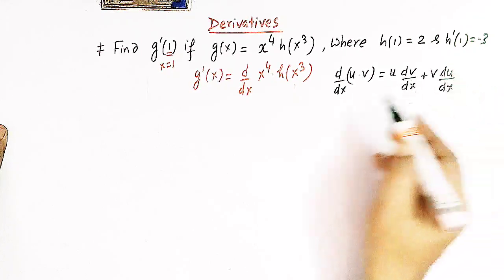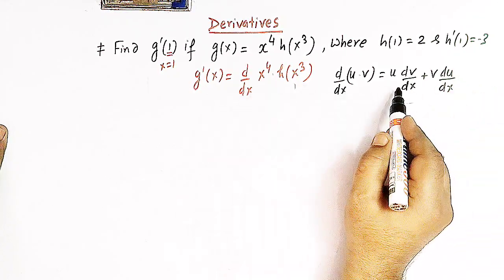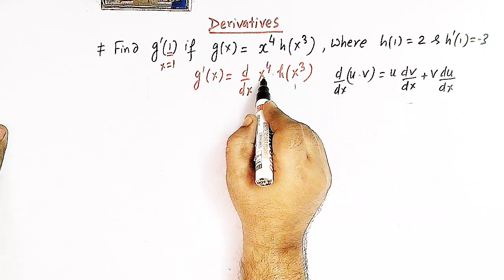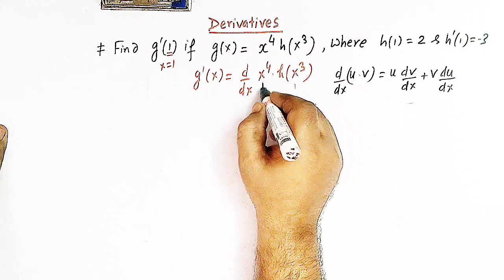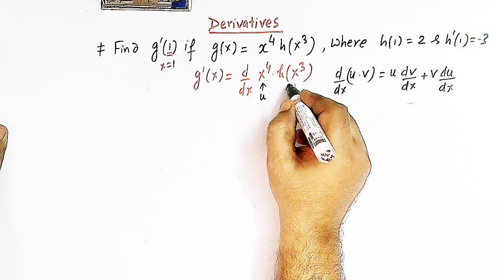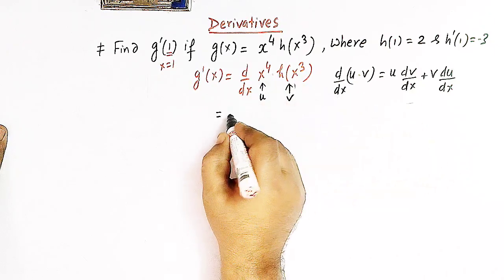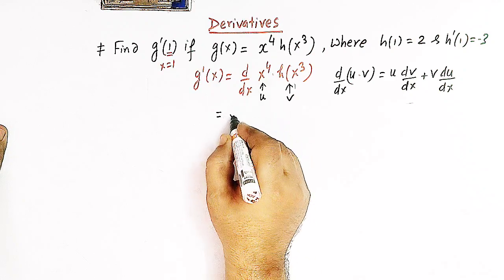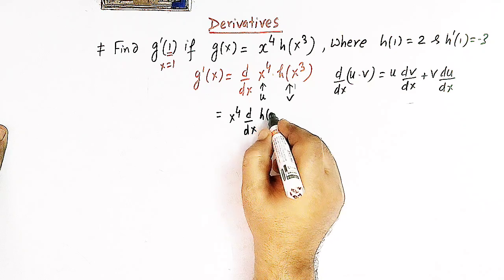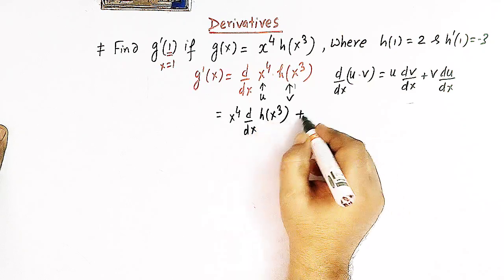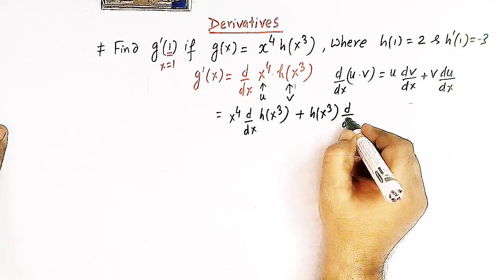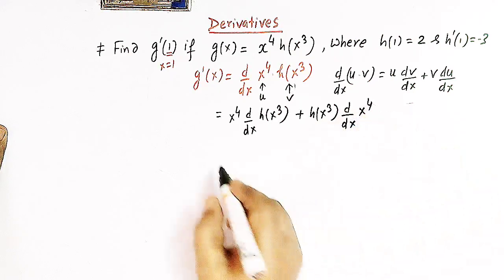So here we can make use of this product rule to differentiate this product. We can take x raised to 4 as u and h of x cube as v. So first we write x raised to 4, then we have the derivative of h of x cube, and then we have h of x cube and the derivative of x raised to 4.